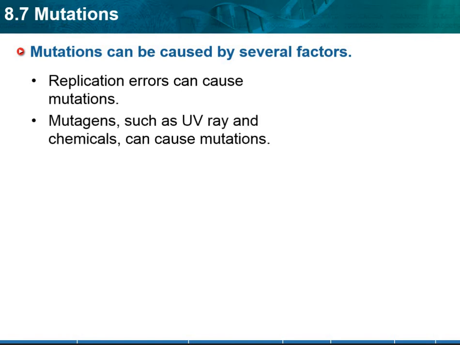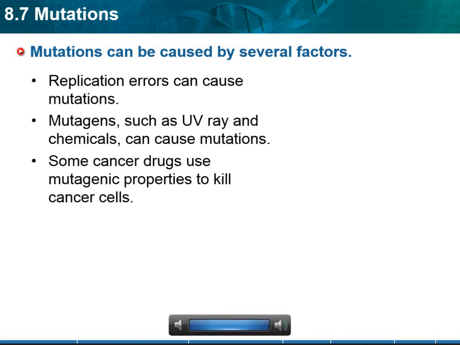Some cancer drugs use mutagenic properties to kill cancer cells. It causes them to mutate so they aren't doing cell division. So that is the end of the notes for Section 7 and the end of the notes for Chapter 8.